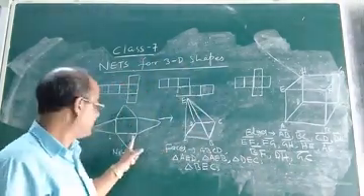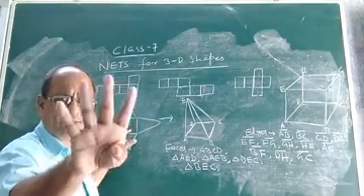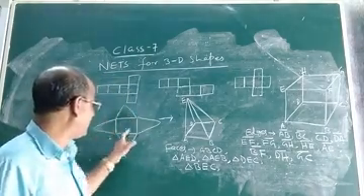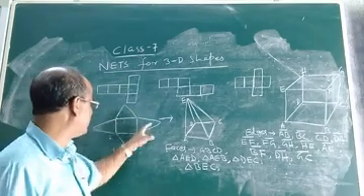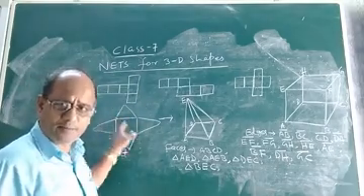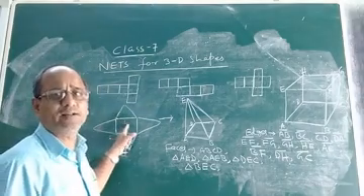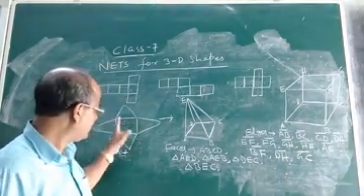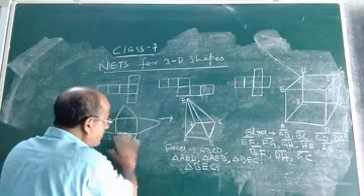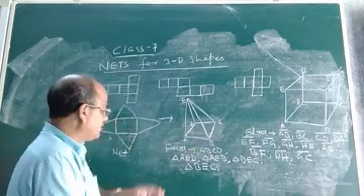See, this net, it consists of how many faces? 5 faces. 1, 2, 3, 4 and 5. Out of these 5 faces, 4 faces are triangular, and another face is a square. Now see children, if you fold all these 5 faces, you will get a figure like this. This is a net.